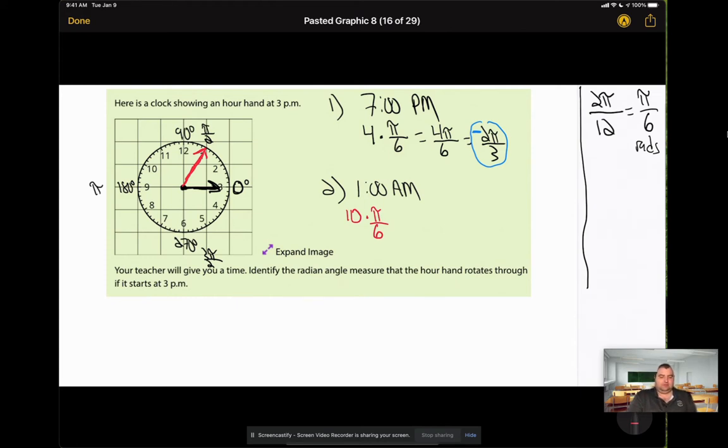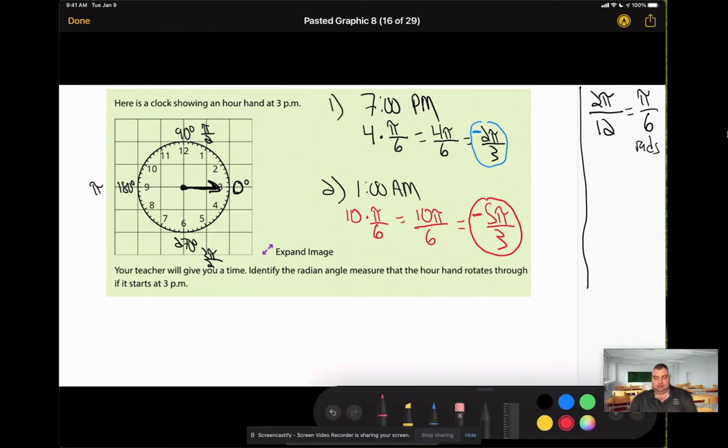Okay. Pi over 6 radians. So when I multiply that out, that's going to be 10 pi over 6. So if I reduce that, again, I can divide numerator and denominator by 2. That's going to be 5 pi over 3. But my official answer is going to be negative, again, because I am rotating in the clockwise direction. So between 3 p.m. and 1 a.m., the hour hand is rotating negative 5 pi over 3 radians.